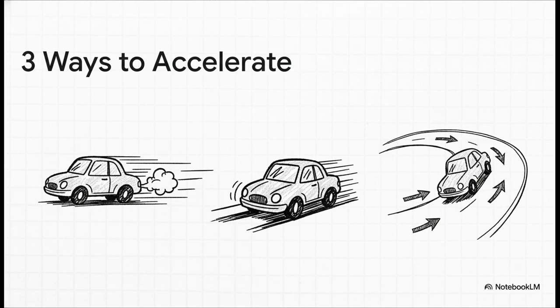Speeding up, that's the obvious one. Slowing down, which physicists just call negative acceleration, and then there's the one that trips people up, changing direction. Seriously, even if your speedometer is locked at 30 miles per hour, the second you turn that steering wheel, you are accelerating, because your velocity, your direction, is changing.